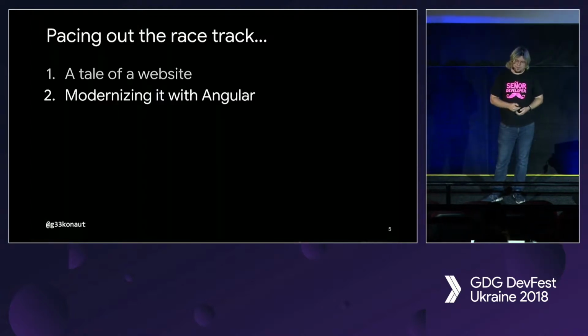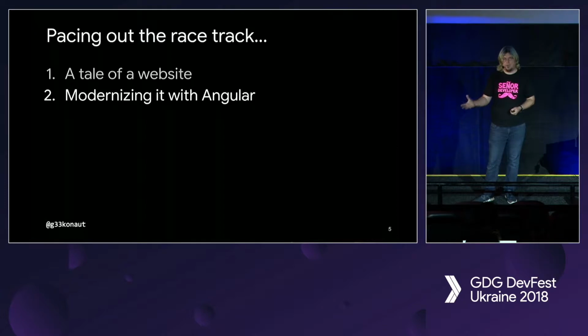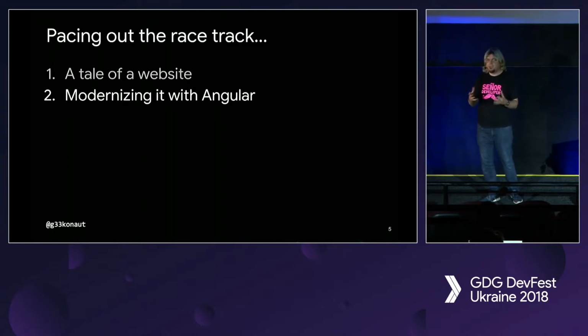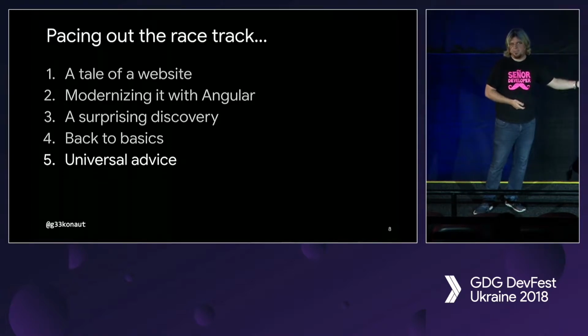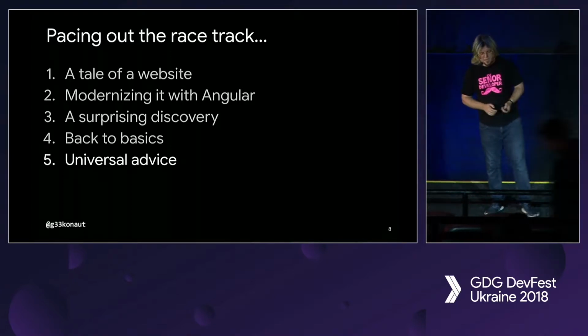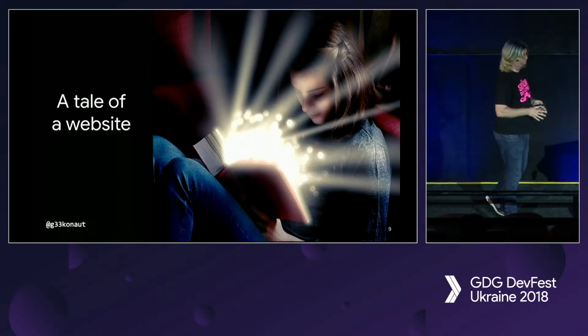And then we want to talk about how to make it better using Angular and make it more modern and more manageable, because the code originally was not necessarily maintainable or scalable. And Angular is one way of doing that in a better way. But then once I did that, I found something was off. And I want to share this discovery with you that surprised me back then, so that you don't have this bad surprise as well. And last but not least, we then go back to the basics to ramp up into universal advice using Angular Universal. All right, so let's start with a tale of a website.